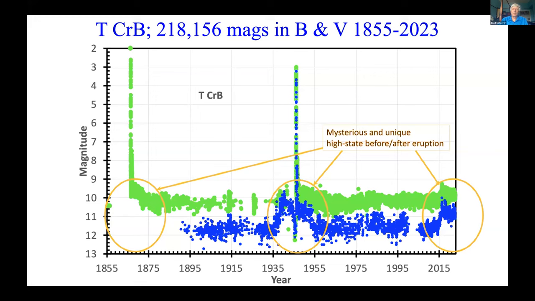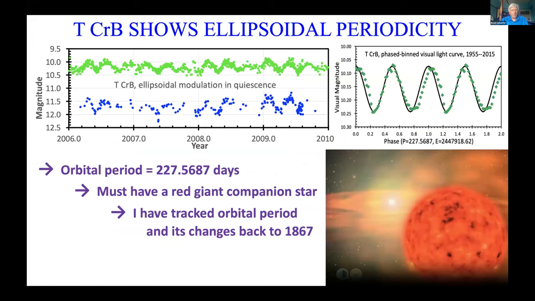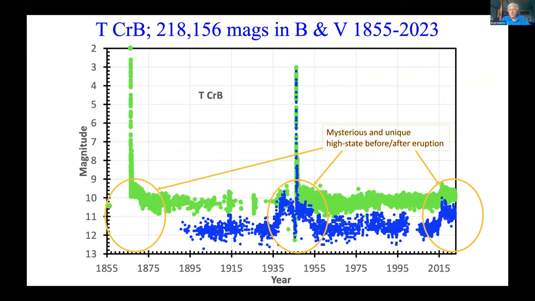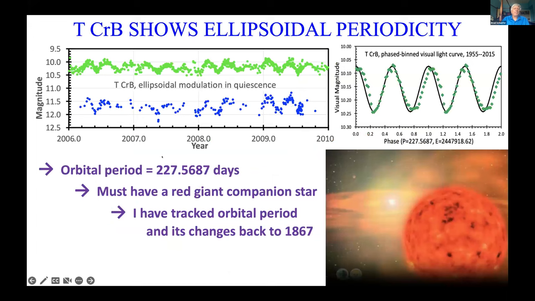Okay, let me come back to that point. But for now, let me do a close-up of here. And if you start looking at the light curve in quiescence, in the low state or in the high state, if you look closely, you can start seeing features that are not well resolved on this particular plot. So let's do a close-up here from 2006 to 2010.